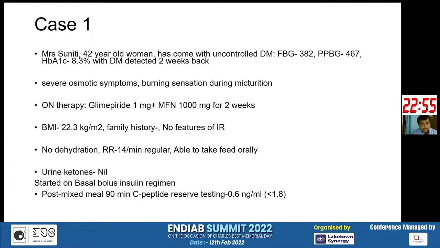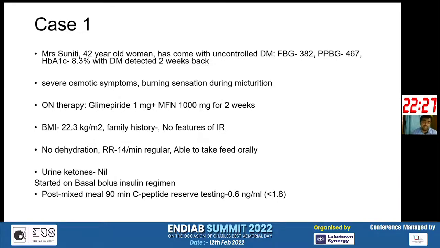Her BMI is 22.3 kilogram per meter squared. There is no family history of diabetes. There are no features of insulin resistance. And at the present moment, there is no dehydration. Tongue is moist, respiratory rate is regular, and she is able to take feed orally. Urine ketones was done, and it was nil. And the patient was started on basal bolus insulin in view of this clinical scenario.